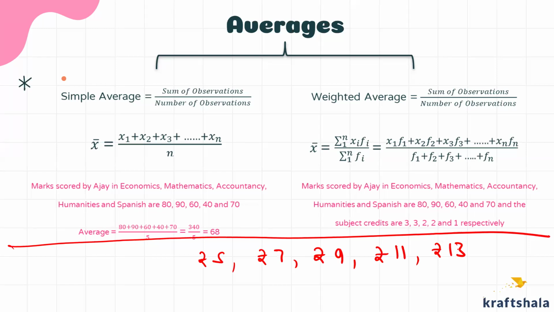Now, one way is to just simply apply this. We can simply find the sum upon number. So 5 plus 7 plus 9 plus 11 plus 13. That will give us 45. 45 upon 5, we got 9.